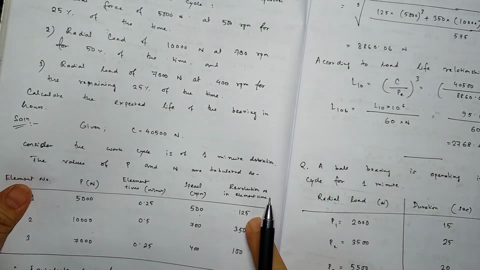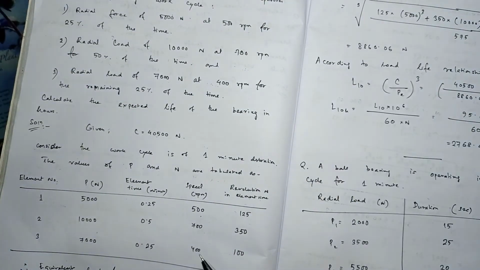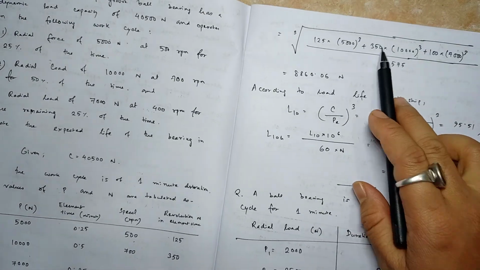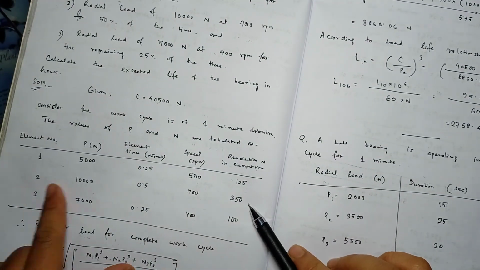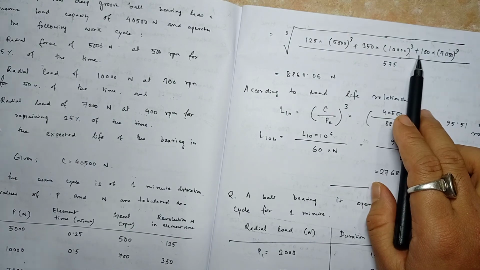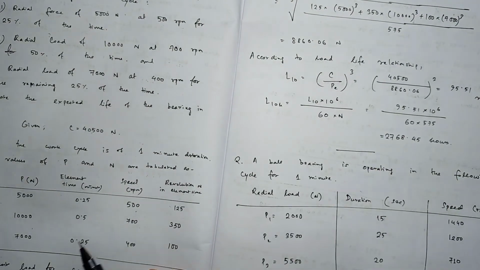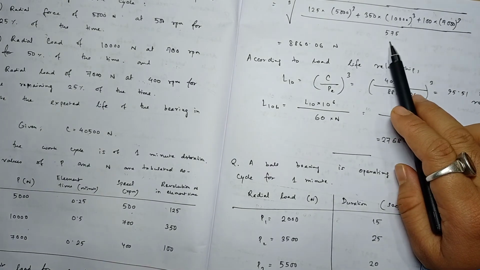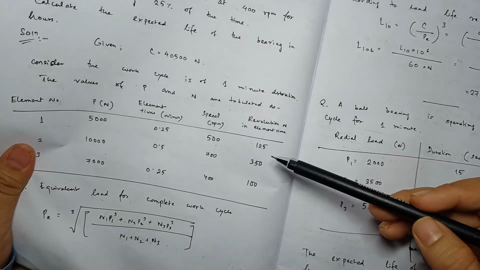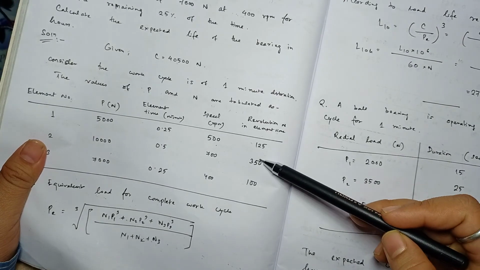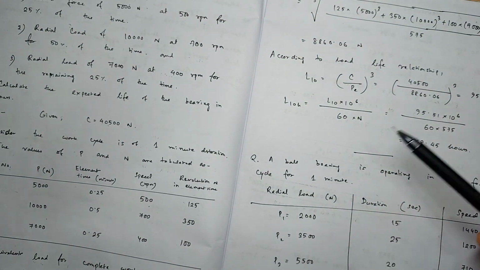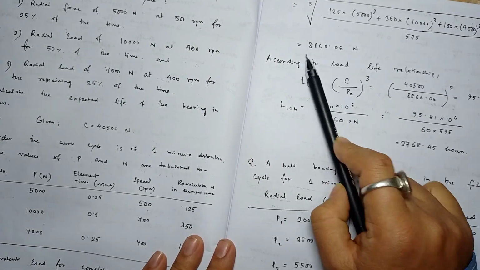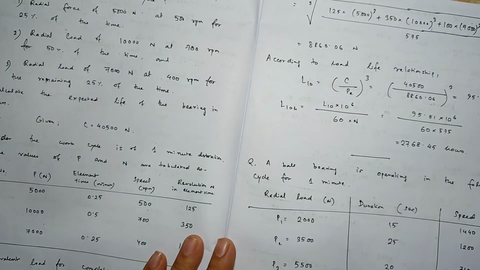Here we have 125 as the revolution value, so 125 multiplied by 5000 cube, plus 350, the revolution for element 2, multiplied by 10,000 cube, plus 100 for the third element multiplied by 7,000 cube, divided by 575, which is the total addition of all of them. This is 125 plus 350 plus 100, that is your 575. Calculating this, we get the equivalent load as 8860, and the remaining things are similar.